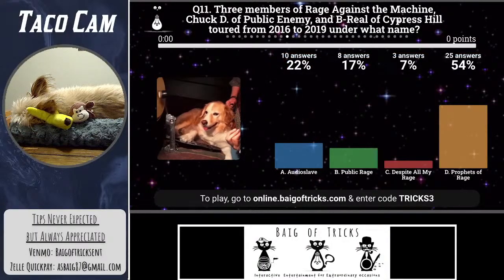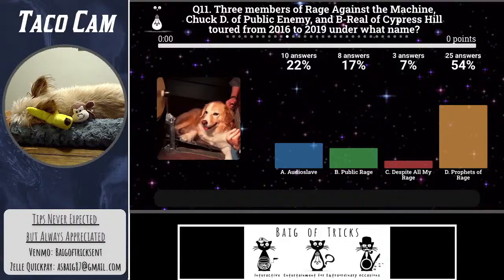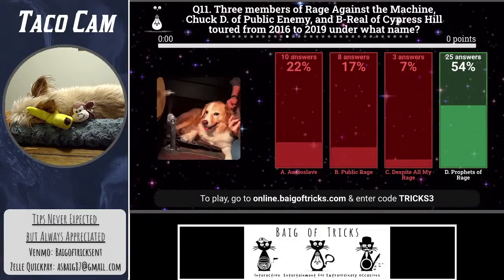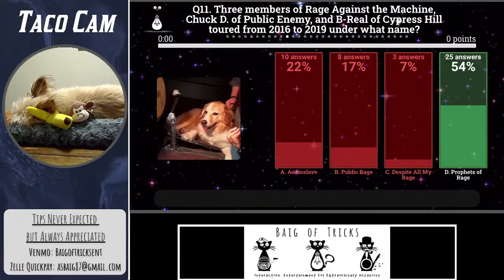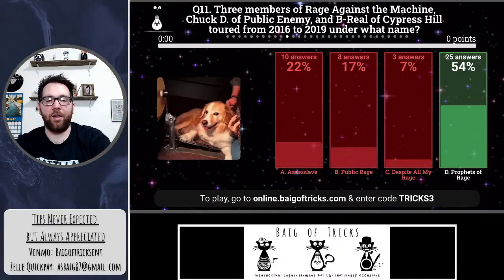10 people said Audioslave. That is a different amalgamation. Public Rage, Despite All My Rage. I'm still just riding the gauge. 25 people correctly said The Prophets of Rage. D was the correct answer here. The Prophets of Rage.